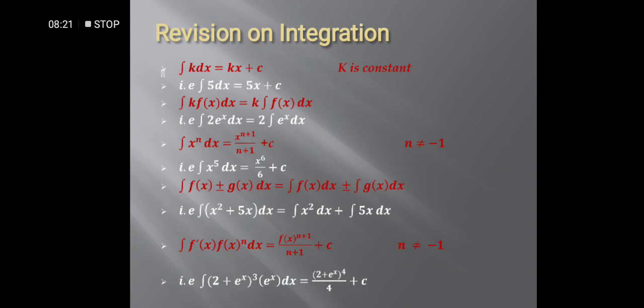For example, integration of (2 plus 2e^x)³ times e^x dx. Note that e^x is the derivative of the bracket. So we will remove e^x and make integration on the bracket only. So our integration will be (2 plus e^x)⁴/4 plus c.